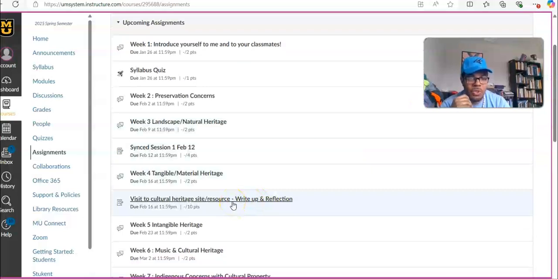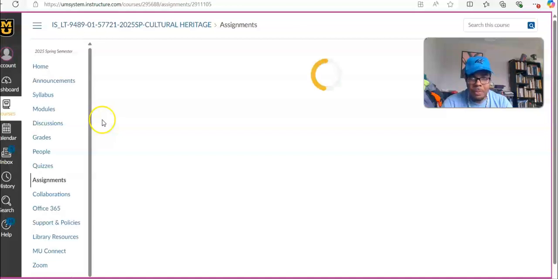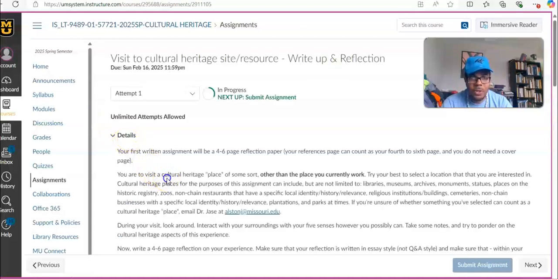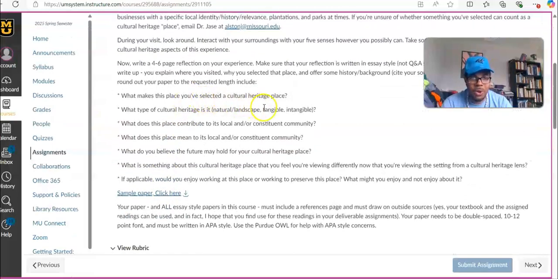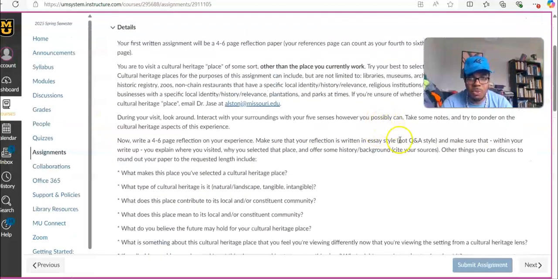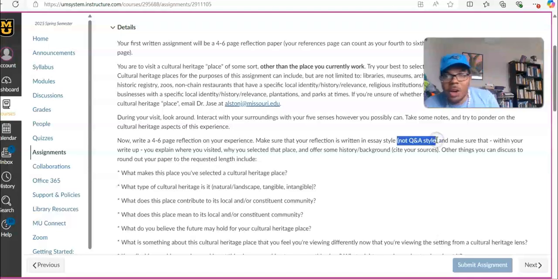Visit to the cultural heritage site. That's worth 10 points, write-up and reflection. Again, that's worth 10 points. Basically what you're going to do is follow this prompt, but you're going to visit a site and then write about it, and you are going to answer these questions, but you write in essay style, not Q&A style. I will count off if you write in Q&A style.